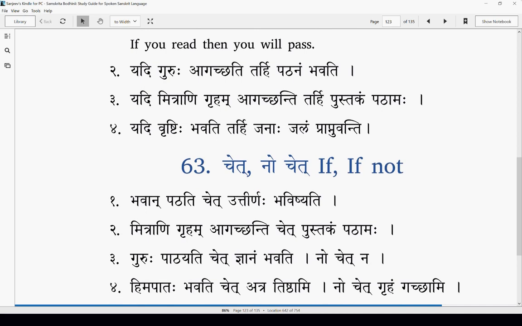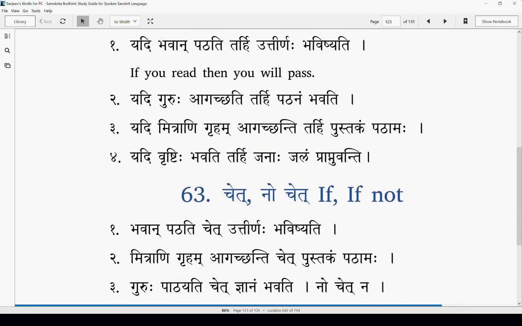So bhavan pathati chet means, in case you read, uttirnaha bhavishyati. Same sentence, same as what was there before, written in a different way. Yadi bhavan pathati tarhi uttirna bhavishyati was the sentence here. The same sentence is written here with chet. So chet is a replacement or alternate for the yadi and tarhi pair. Where chet is used, we do not use yadi and tarhi at all. We just use one word, chet. This is important to know. When you use chet, we don't use yadi or tarhi, just chet. Bhavan pathati chet: if you read, then you pass.